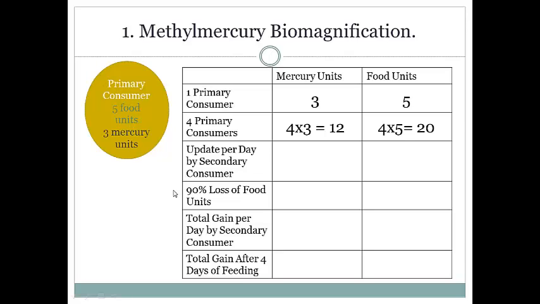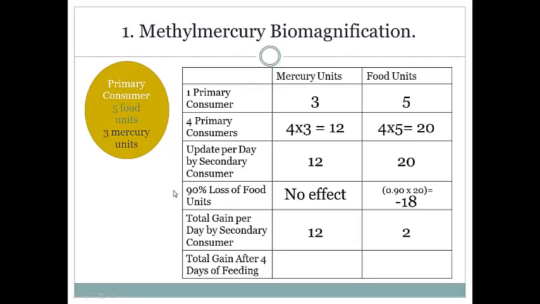So that means that when the secondary consumer eats the primary consumers, each day it's getting 12 mercury units and 20 food units. Again, we lose 90% of our food unit energy. This has no effect on the mercury units because those aren't digested or used for energy. Instead, they are deposited into the tissues. So if we lose 90% of 20, we end up with a loss of 18 food units. So each day, after losing the food units as heat, the secondary consumer has taken in 12 mercury units and only 2 food units.